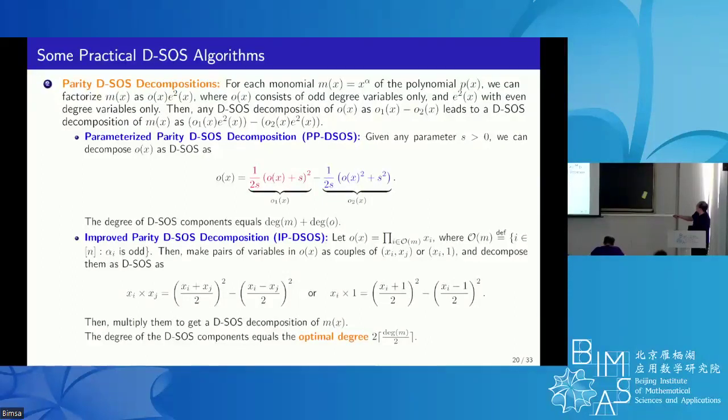And clearly here we have also provided two different kinds of techniques. One is parameterized, just using a nonnegative parameter s to get a trivial part O, and a similar improved version using this kind of O, where you can get a minimal degree. Here the minimal degree is the degree of m.